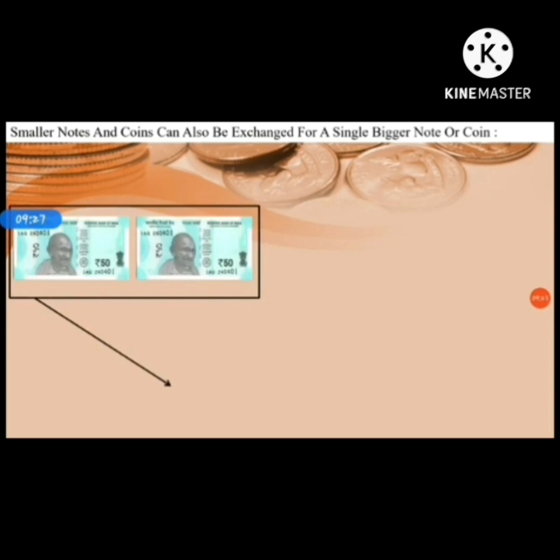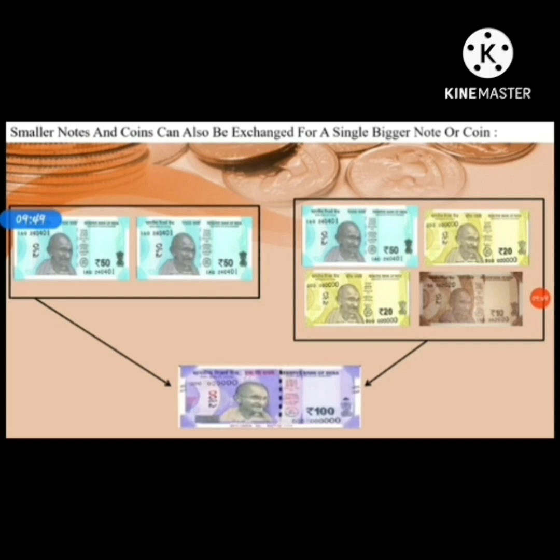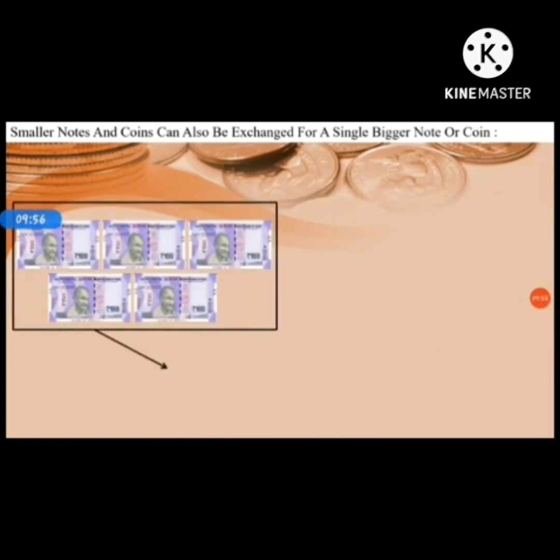Now next, if we have 50 rupees 2 notes and 50 rupee 1 note, 20 rupee 2 notes, and 10 rupee 1 note, if we have these small notes, then which big note can we exchange this for? Can you tell? Yes, we can exchange this for 100 rupees. 50 plus 50, and these all we will add, then we'll get 100.